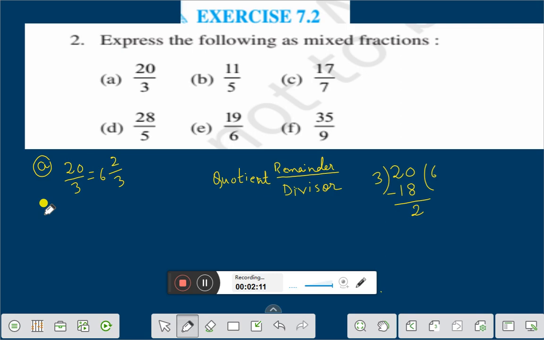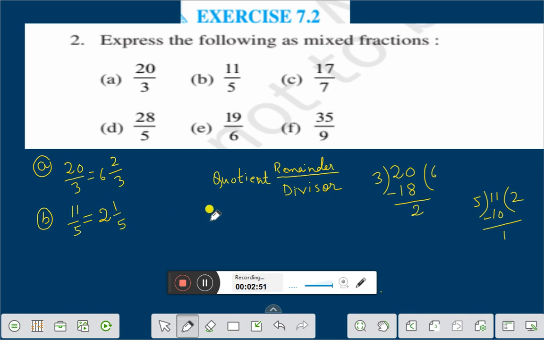Now question number B. Question number B is 11 by 5. That means you have to divide 11 by 5. 5 2 is 10. 11 minus 10 is 1. That is 2 whole 1 by 5.